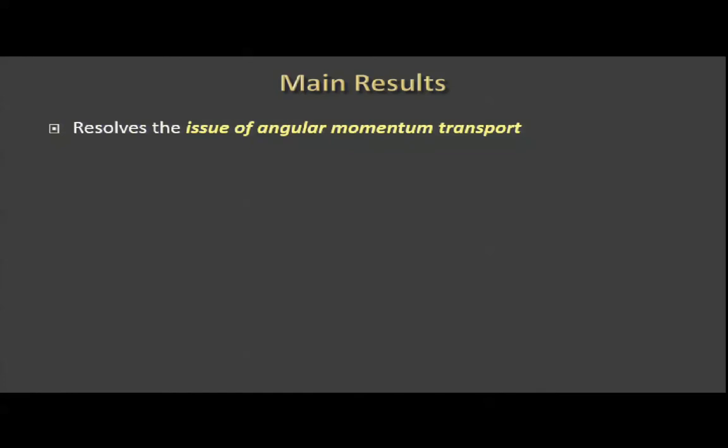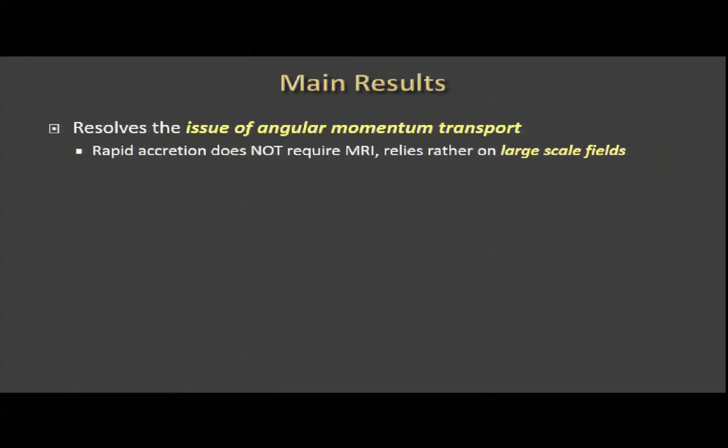This resolves the issue of angular momentum transport. And rapid accretion does not require the magnetorotational instability. I think that's a dead end. It's a side path. It relies rather on the large-scale fields that the people investigating MRI have sort of not really wanted to touch for a long time. But large-scale fields are much more efficient in transporting angular momentum than MRI. Second point, magnetic braking is not catastrophic. It's the chaotic behavior of the magnetic field coming in, which is the savior. It would be catastrophic if the magnetic field was laminar.